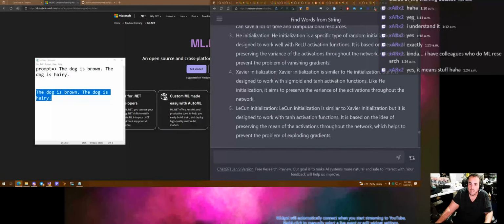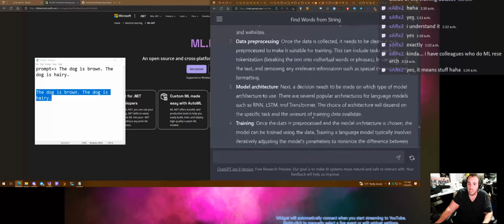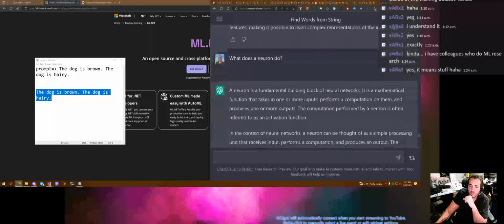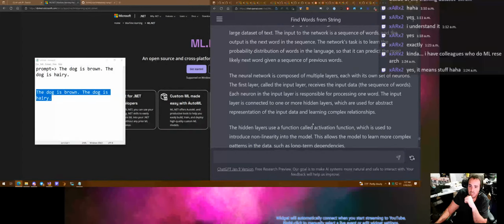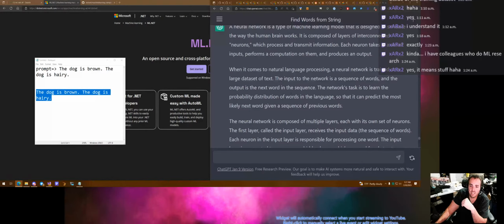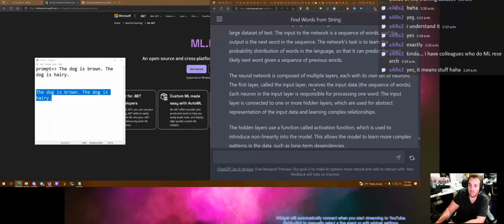I just lost it when I zoomed in here. Okay, so we're here. We've done these ones already. Activation functions. The network's tasked to learn the probability distribution and predict the most likely next word. It receives the input of words, a sequence of words. So if that's our input, each neuron in the input layer is responsible for processing one word. The input layer is connected to one or more hidden layers, which are used for the abstract representation of the input data and learning complex relationships.